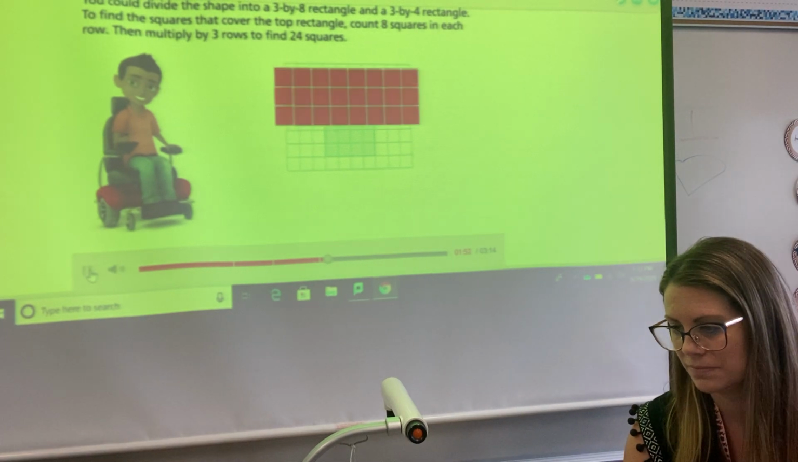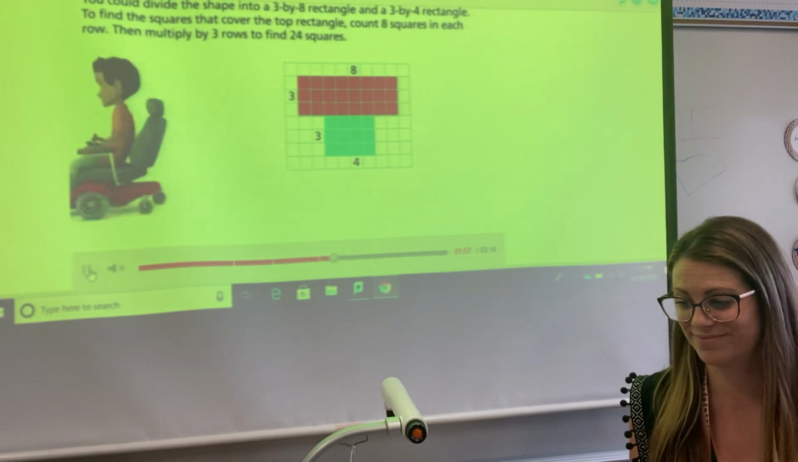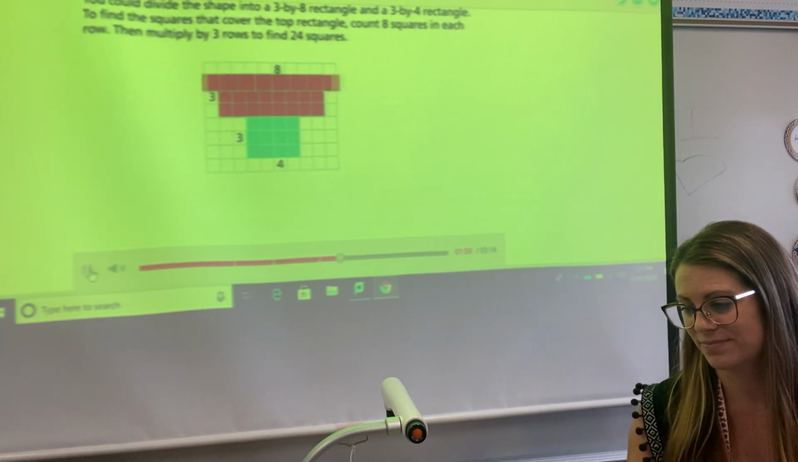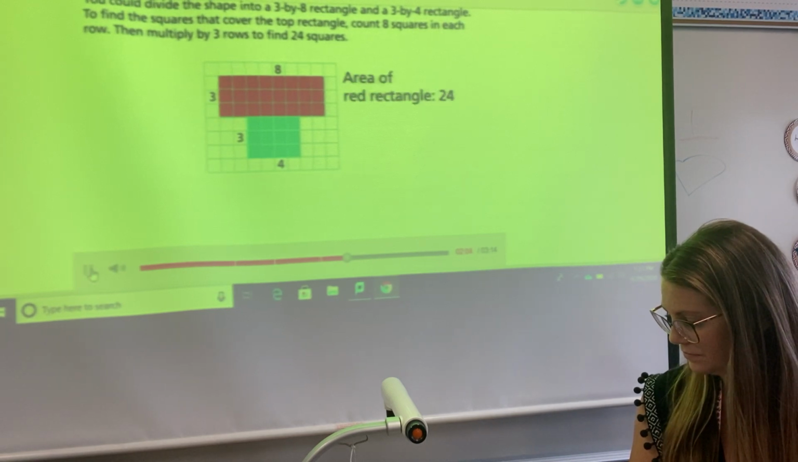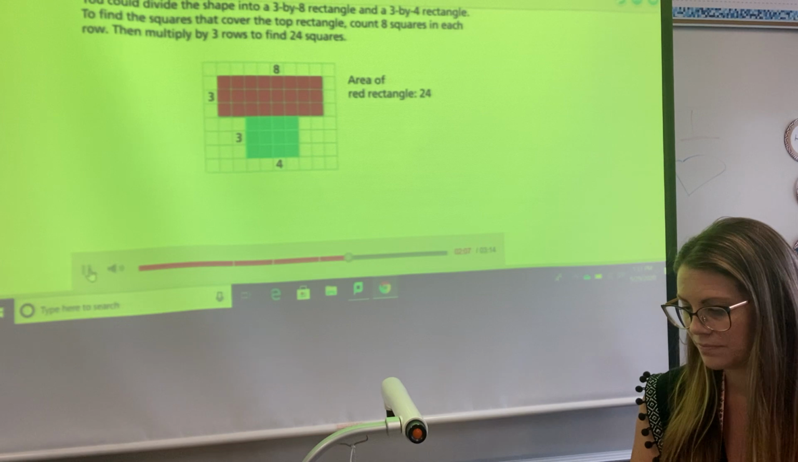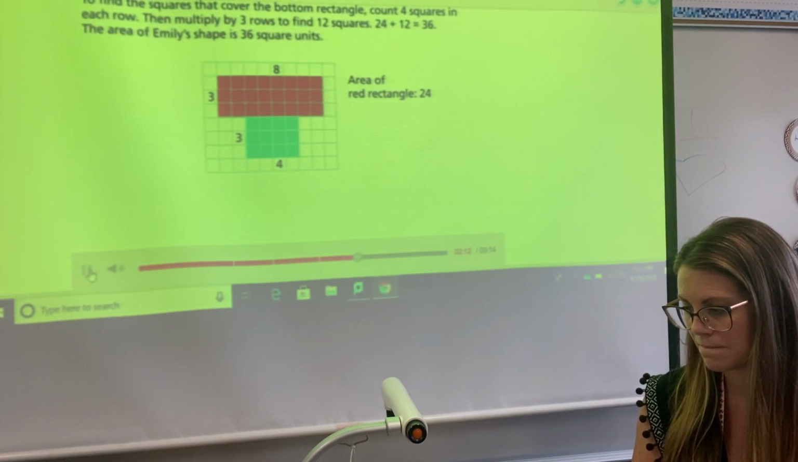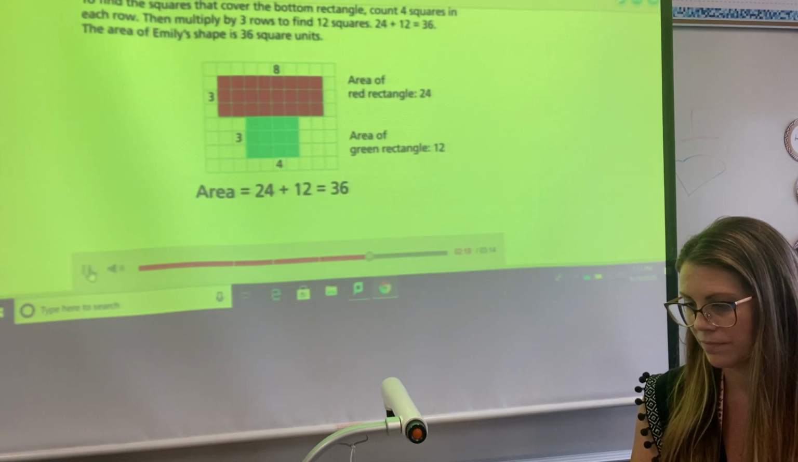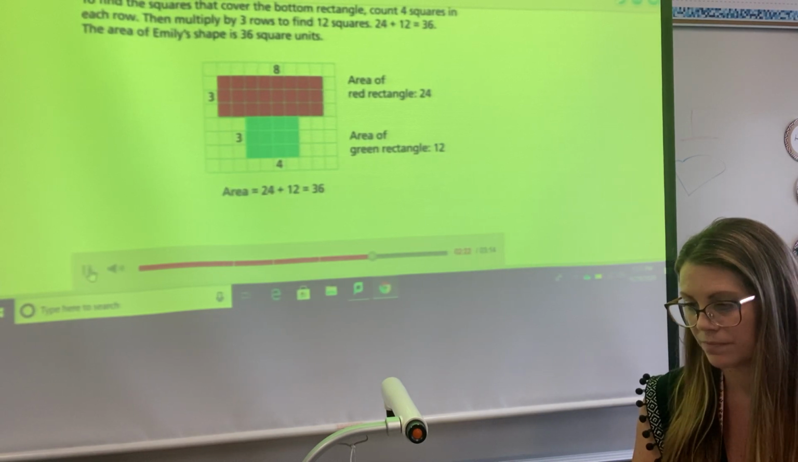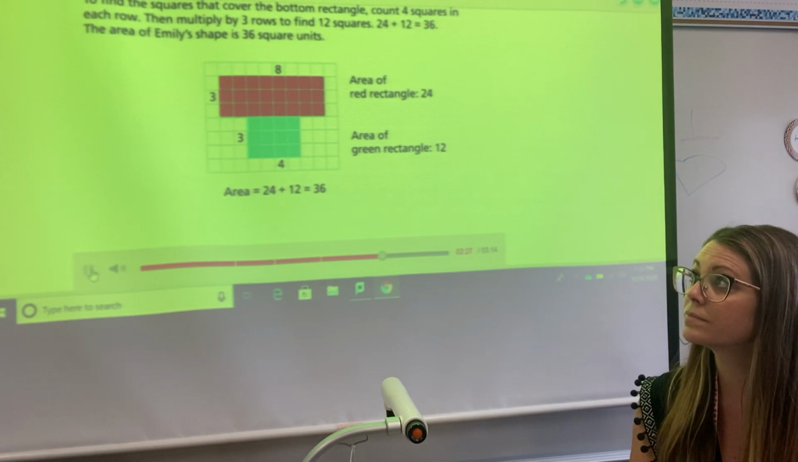Divide the shape into a 3 by 8 rectangle and a 3 by 4 rectangle. To find the squares that cover the top rectangle, count 8 squares in each row. Then multiply by 3 rows to find 24 squares. To find the squares that cover the bottom rectangle, count 4 squares in each row. Then multiply by 3 rows to find 12 squares. 24 plus 12 equals 36. The area of Emily's shape is 36 square units.